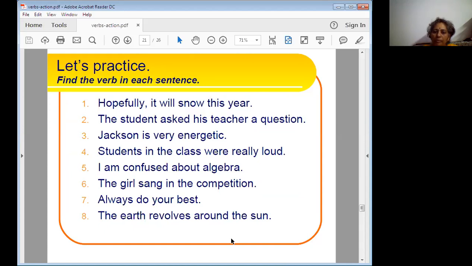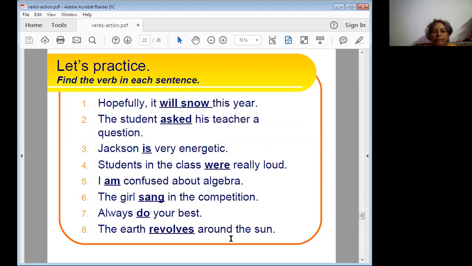Find the verb. I'm confused about algebra. The girls sang in the competition. Always do your best. The earth revolves around the sun. In all these eight sentences, verb forms are there. Find the verb forms and check out your answers at the end.